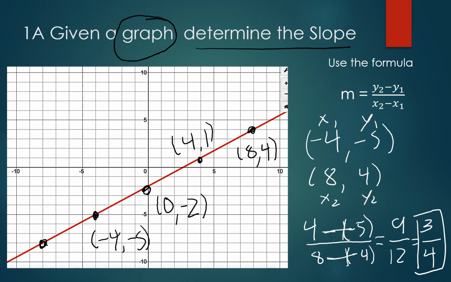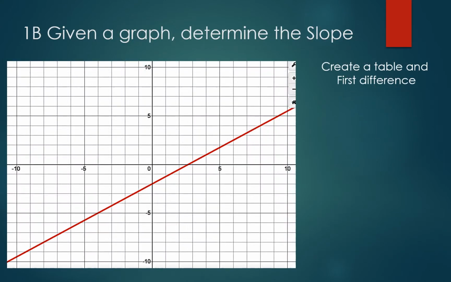Another method is on the next slide. You can also find the slope by making a table. You have to find your points first. Here are your points. I'm going to go ahead and label them again. Make a table. So my first point was -4, -5. My next point is 0, -2. My next point is 4, 1.